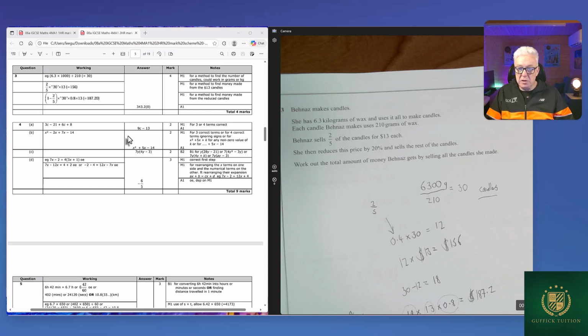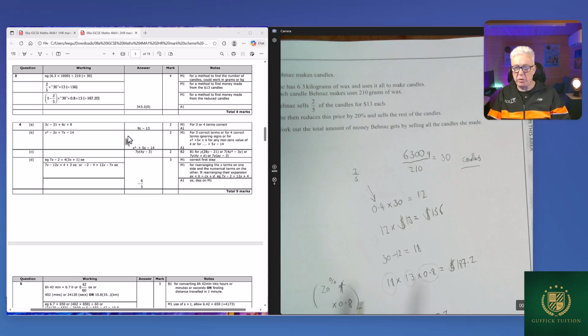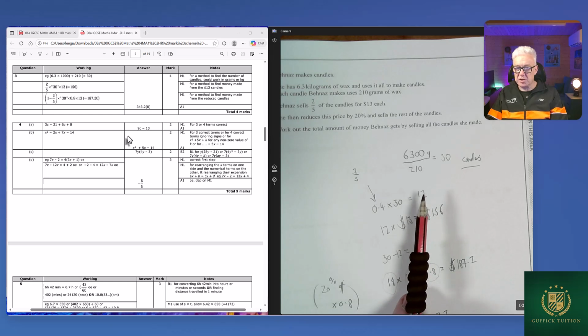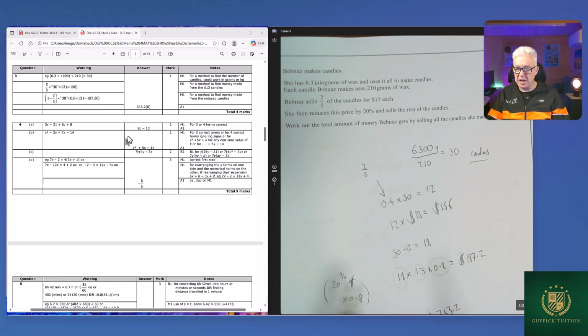Now, 2/5 of the candles are sold for $13 each. 2/5 as a decimal is 0.4, and 0.4 times 30 is 12. So there are 12 candles that V sells for $13. So 12 times 13 is 156. So that's how much money V has made for selling the 2/5 of the candles.